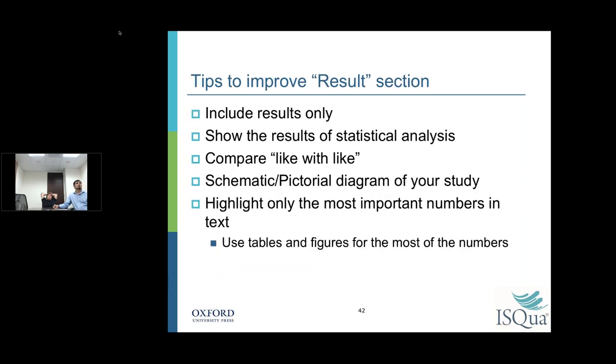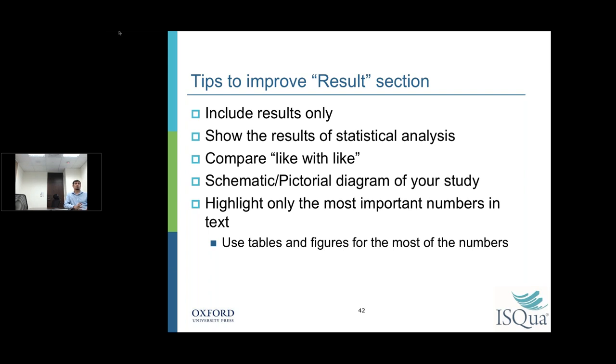Then there are some tips to improve the results section. You can include results only. Make sure you're not writing the methods or the introduction again, just focusing only on the results. And you should focus on some statistical numbers to show in your results section. And try to compare like with like. And try to have some schematic, a pictorial diagram of your study.